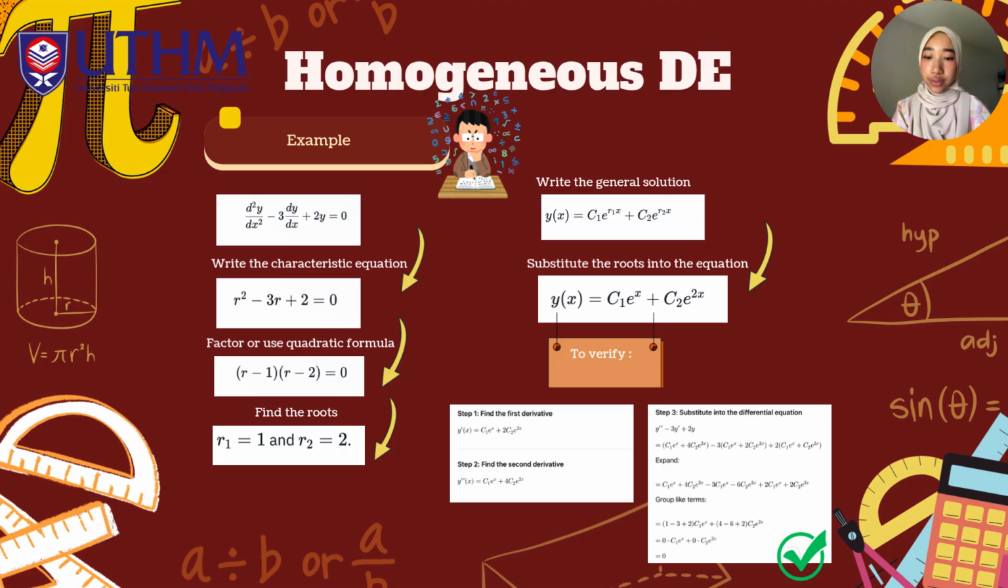For the case 1 approach, the general solution is y(x) equals c1 e to the power of root 1 x plus c2 e to the power of root 2 x. So we can just substitute the roots into the equation. For the first root, we have 1, so we just include it in the general solution, and we got our equation. So that's all from me.